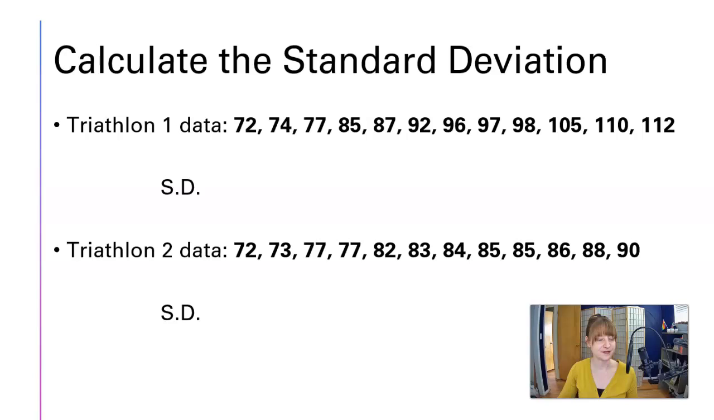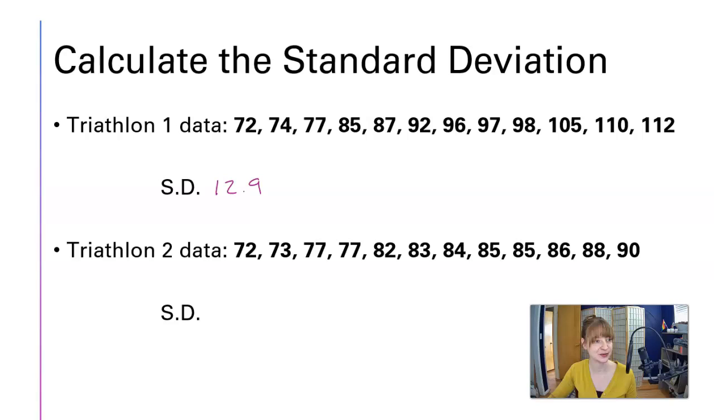All right, so that first one, did I type that in right? 72, 74, 77, 85, 87, 92, 96, 97, 98, 105, 110, 112. I get a standard deviation of 12.9 if I round it. 12.88706, which I just round to 12.9.